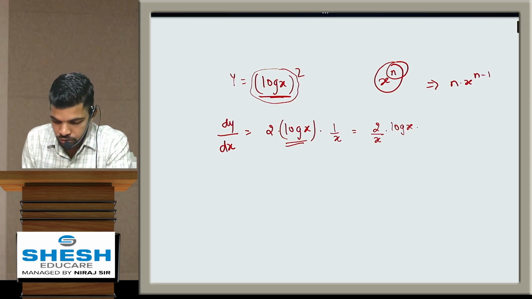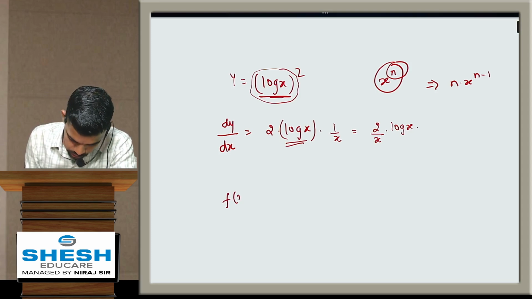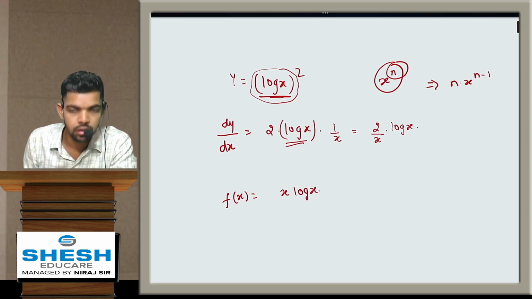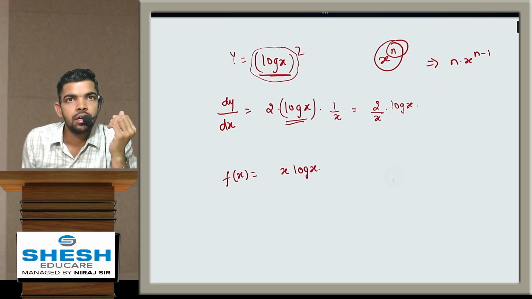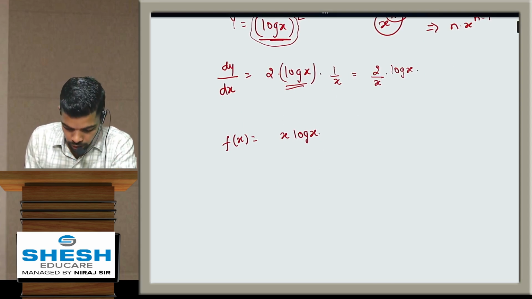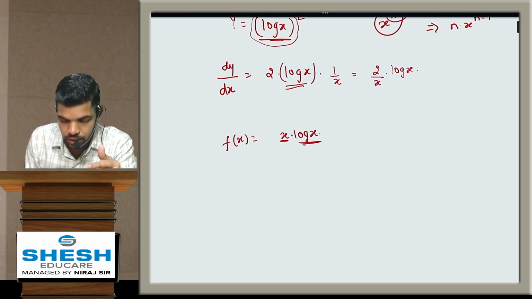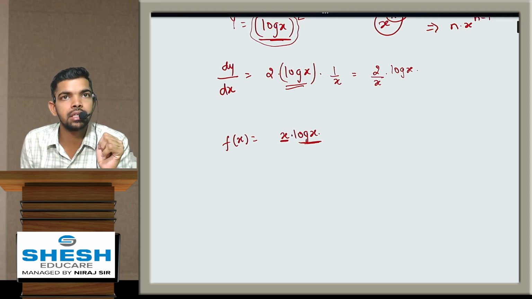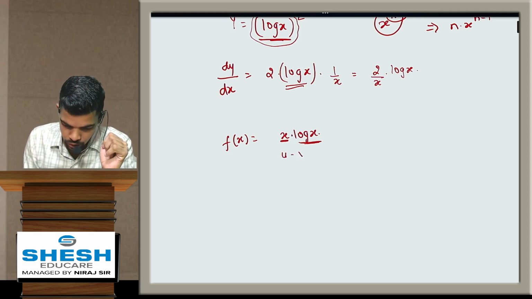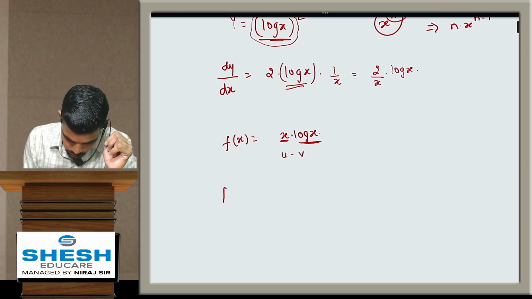Okay, next question is, suppose you have f of x is given as x log x. So what you will do? Now this is a term with x, this is also a term with x, two x terms in multiplication. So what you will do? u into v rule.